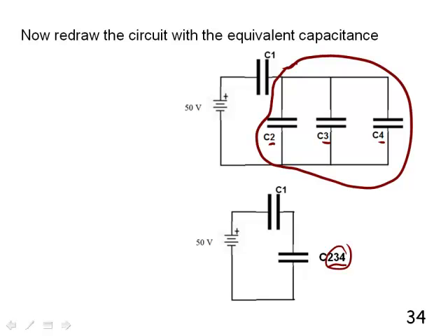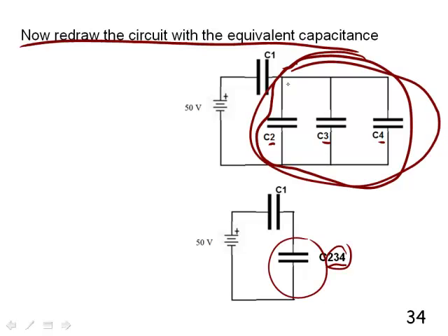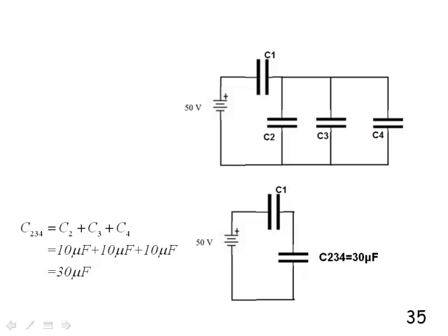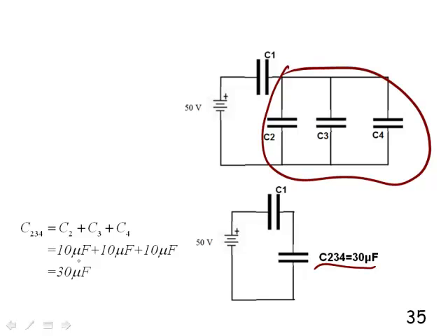All right, so now we redraw the circuit with the equivalent capacitor. Instead of these three capacitors, I've drawn just this one capacitor and called it C234. I can calculate the equivalent capacitance of this parallel combination by just adding up those capacitors, because in parallel we just add capacitance to find the equivalent capacitance of the combination. So there you go, and each one of the capacitors was 10 microfarads in this circuit, even C1. So now we've got C1 and C234. Can you tell, are they in parallel or series?